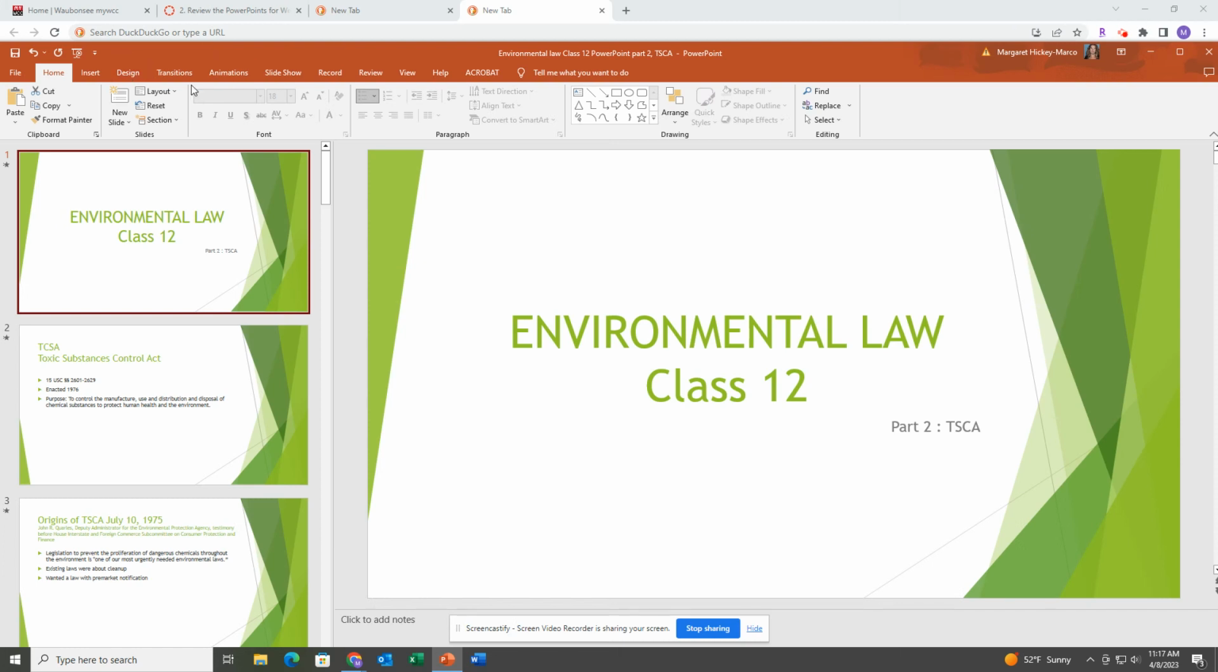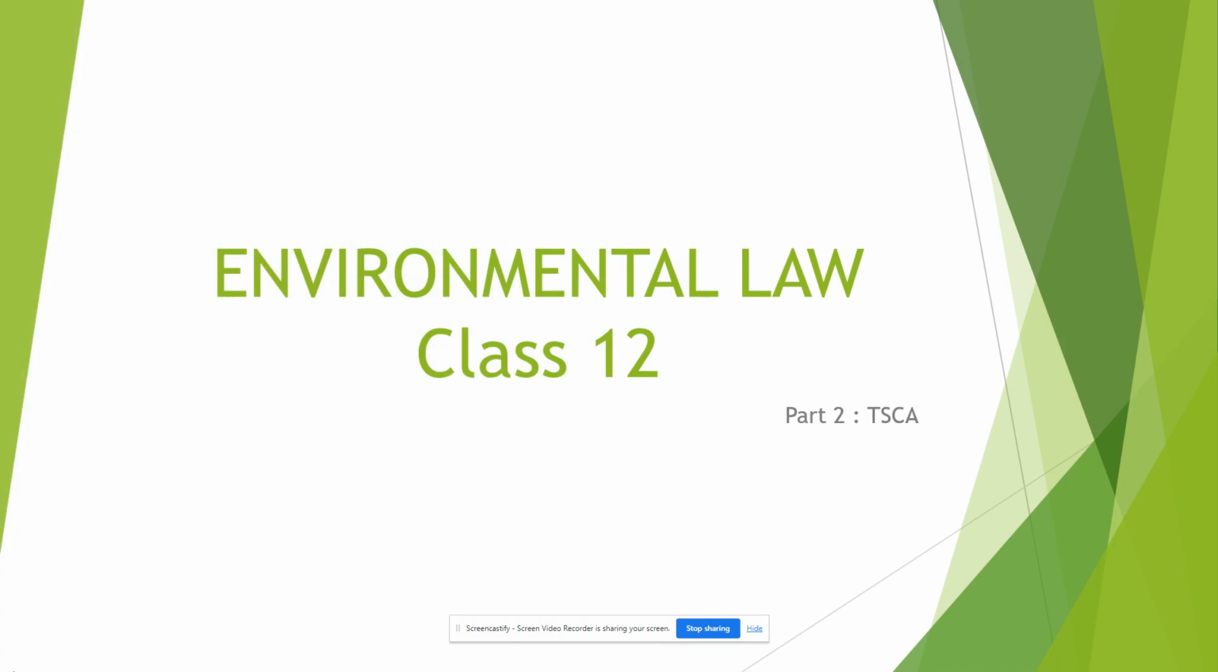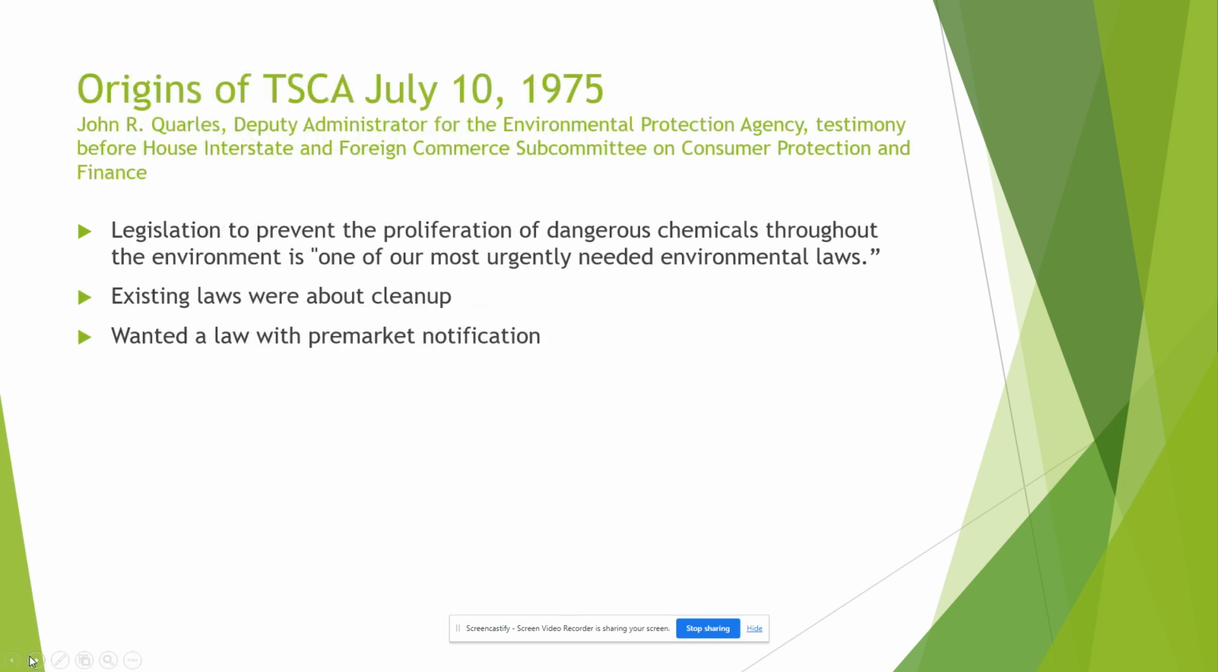Okay, so we are on video 3 and we're on a different PowerPoint now on TSCA, which is the Toxic Substance Control Act from 1976. So TSCA is different. A lot of what we've dealt with before is cleanup and management of pollution that's existing. TSCA is meant to curb the manufacture of dangerous chemicals before they're actually even ever manufactured.